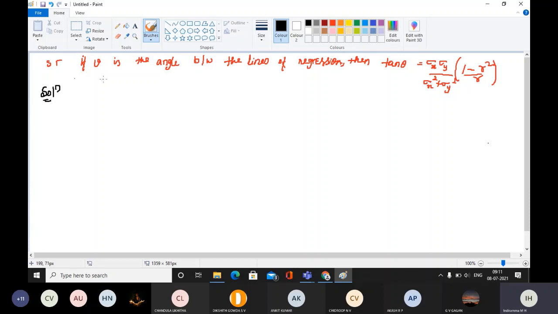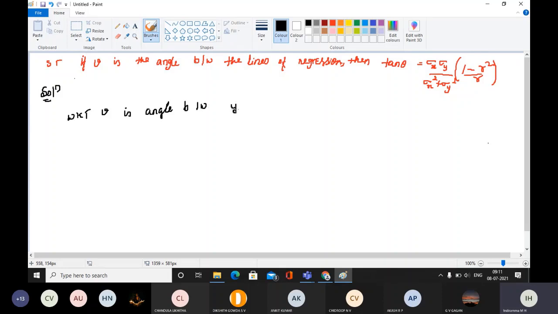If theta is the angle between the two regression lines, then we have to prove that tan theta is equal to sigma x into sigma y divided by sigma x square plus sigma y square into 1 minus r square by r. So, as we know, theta is the angle or acute angle between the two regression lines.